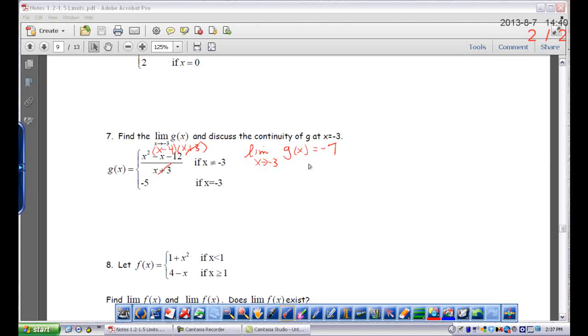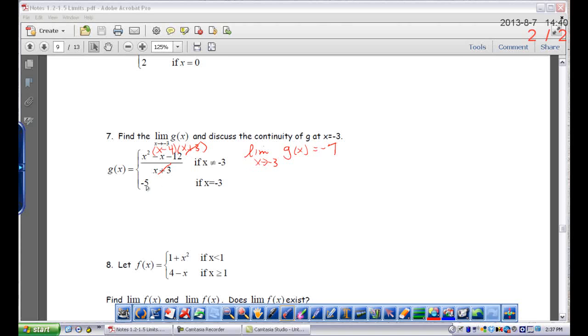And that's the y value of that hole. If you cancel off your factors, and then plug in that x value of the hole, that will give you the y value of the hole, and that's the limit. The limit as x approaches negative 3 of g of x is negative 7. And we know we have a hole there because we canceled it.